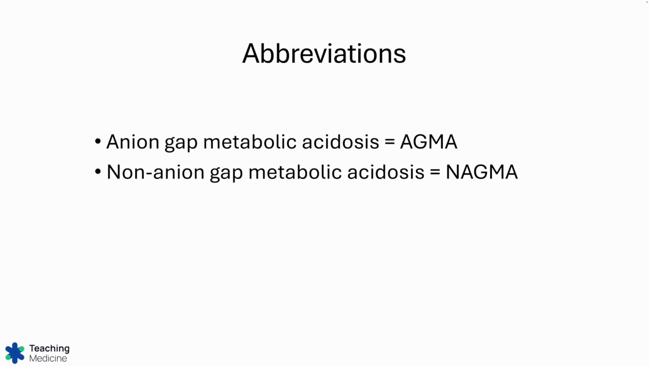A couple quick abbreviations. Anion gap metabolic acidosis is often called AGMA, and the non-anion gap is called NAGMA. So you might see these abbreviations, and this is what they mean.